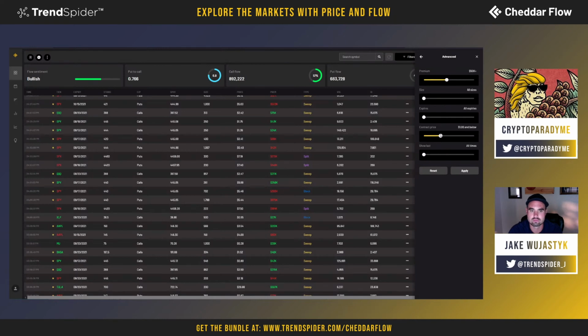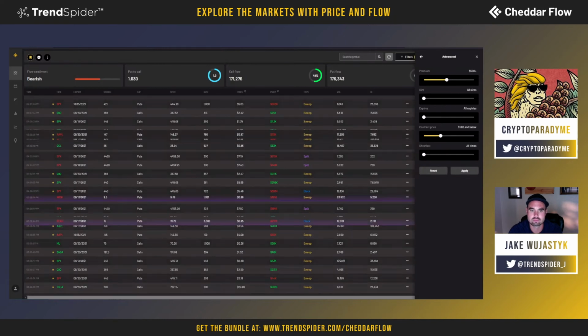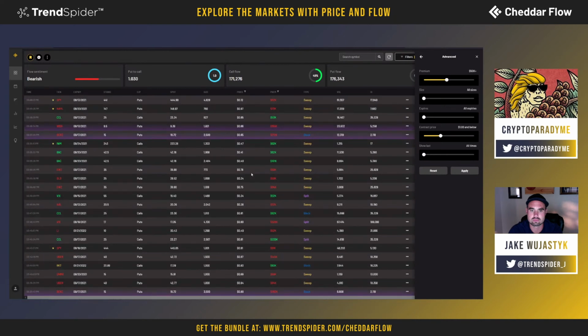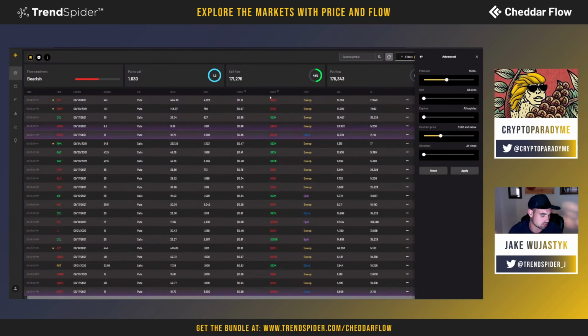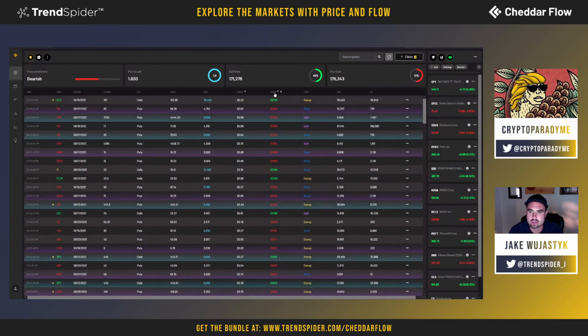I tend to also look over a contract price of $1 just because I'm not really a fan of playing things that are under $1. I just haven't had a good time. Spreads are usually huge. Well, I was just going to say under $1, the spreads are usually pretty big too.